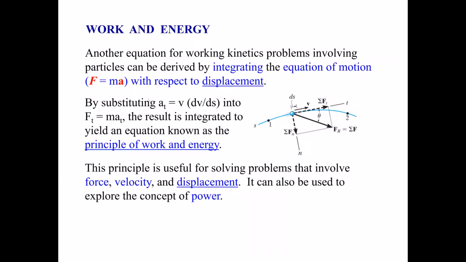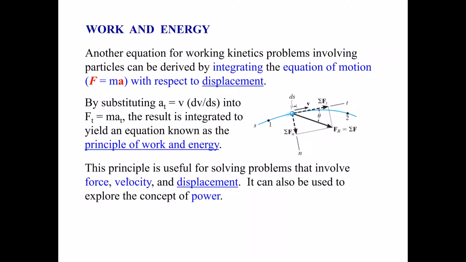The only thing we're going to do here is change the acceleration in the tangential direction, writing it as v dv/ds. This is what we had previously derived, and we applied the chain rule to come up with it. So this is where we look at the principle of work and energy, the relationship between the two.